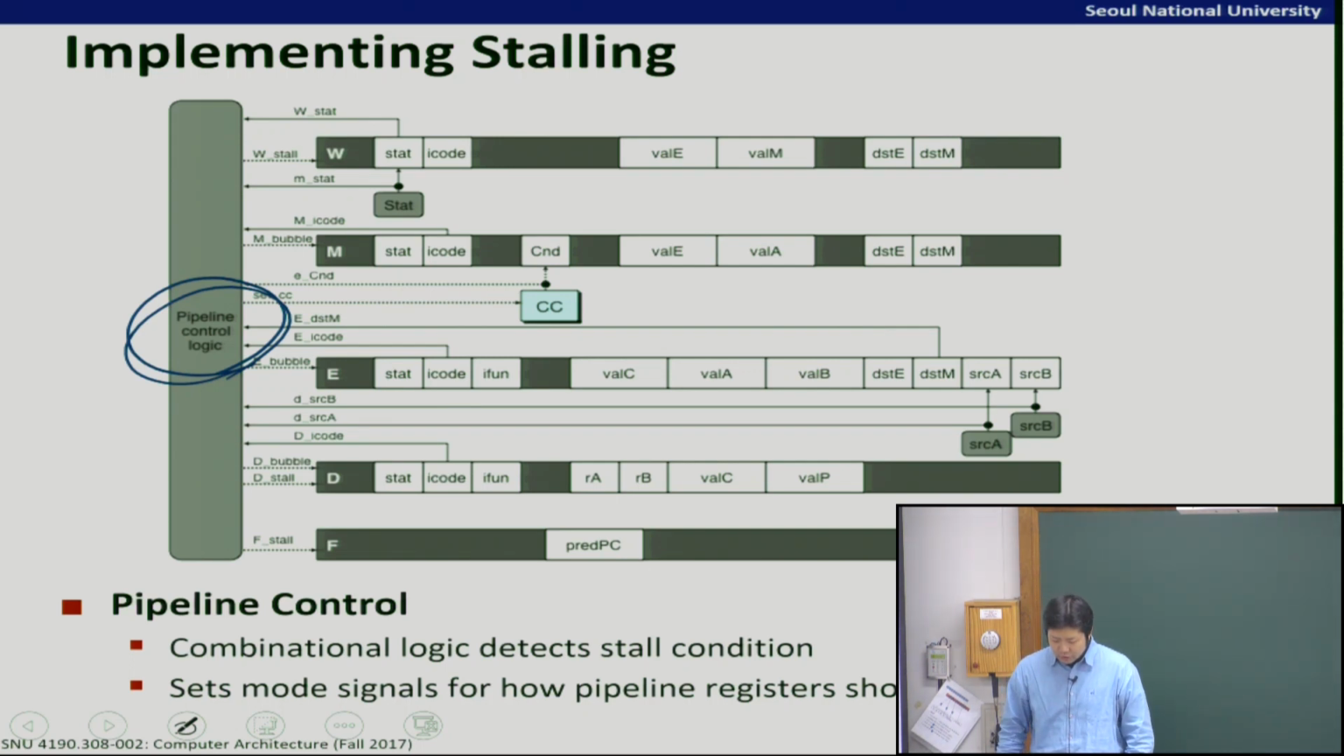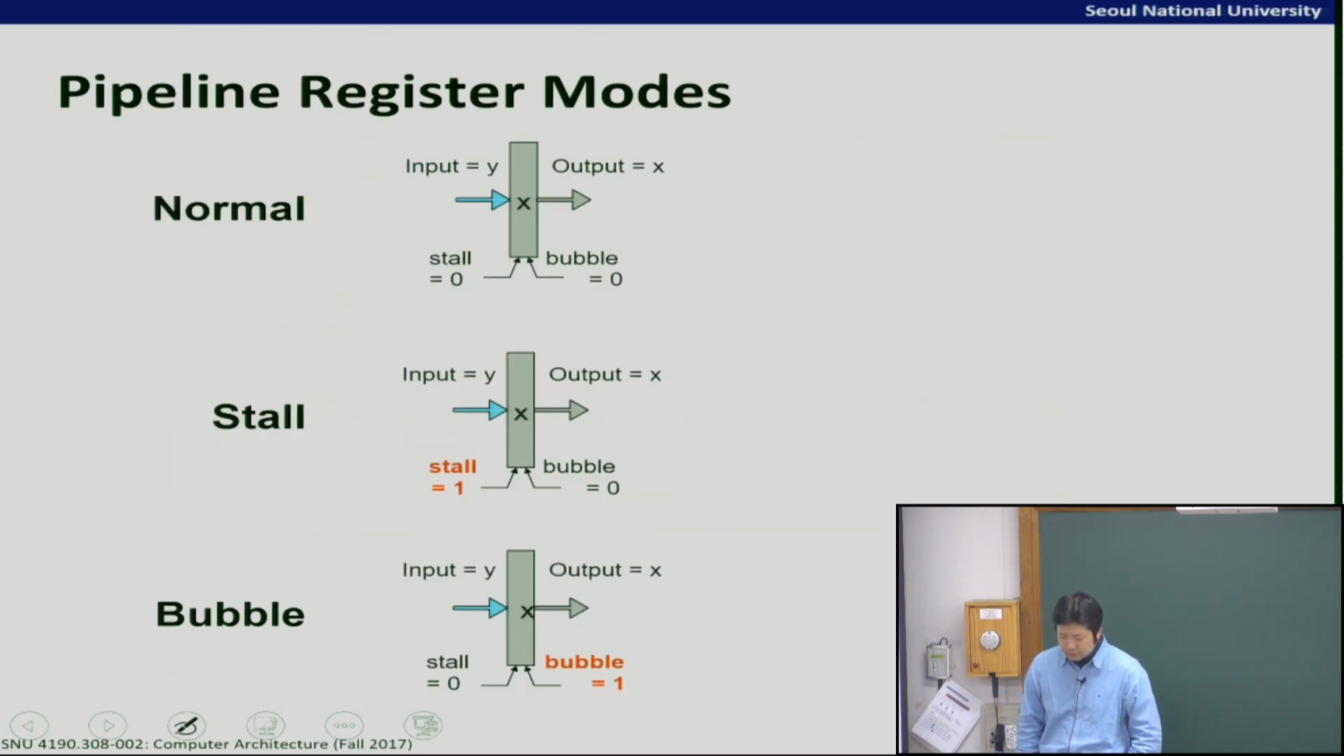And it actually generates a mode signal for how the pipeline register should be updated, because in order to implement stall, we need to control the pipeline register. So now we modify the pipeline register in the following way. There are 3 different ways of operation for the pipeline register. First, this is the normal operation.